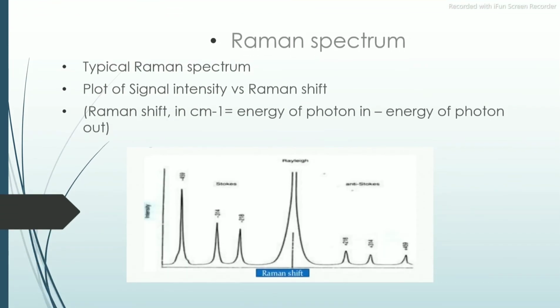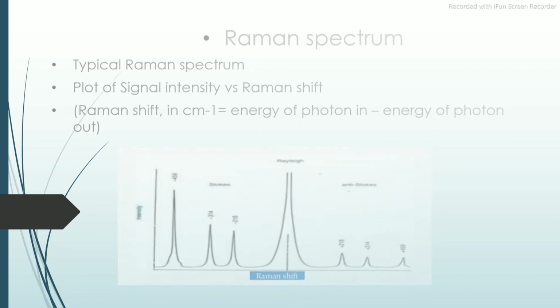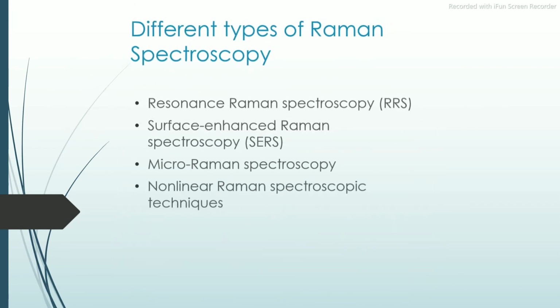Then Raman spectrum, a plot of signal intensity versus Raman shift. Raman shift in centimeter minus 1 equals energy of photon in minus energy of photon out. This is the diagrammatical explanation of Raman shift. Then different types of Raman spectroscopy. There are 4 types: resonance Raman spectroscopy, RRS, surface enhanced Raman spectroscopy, SERS, micro Raman spectroscopy, and last, non-linear Raman spectroscopic techniques.